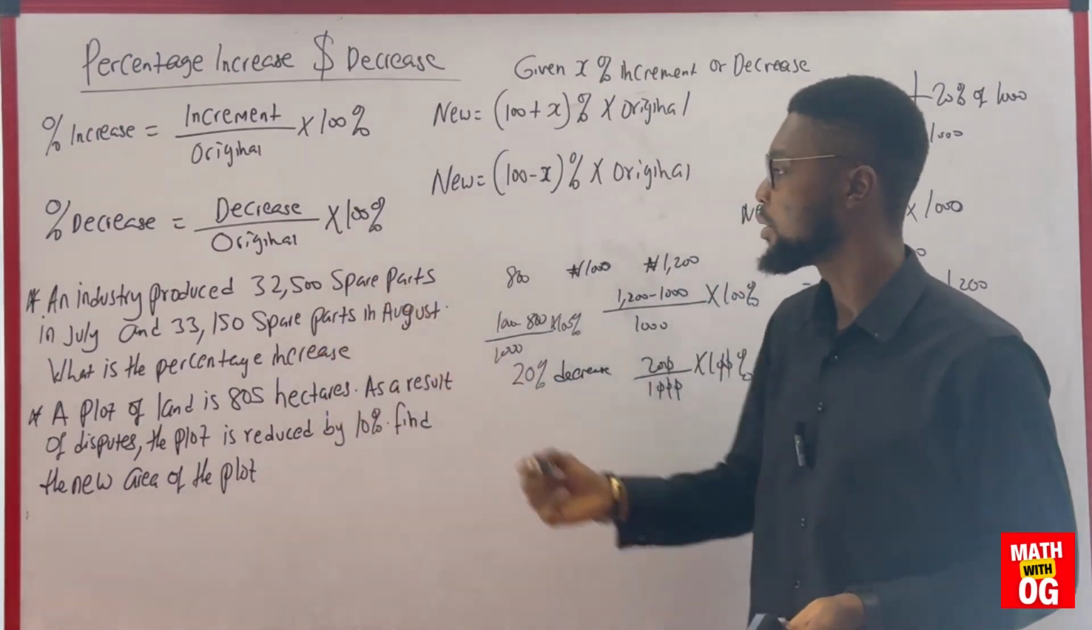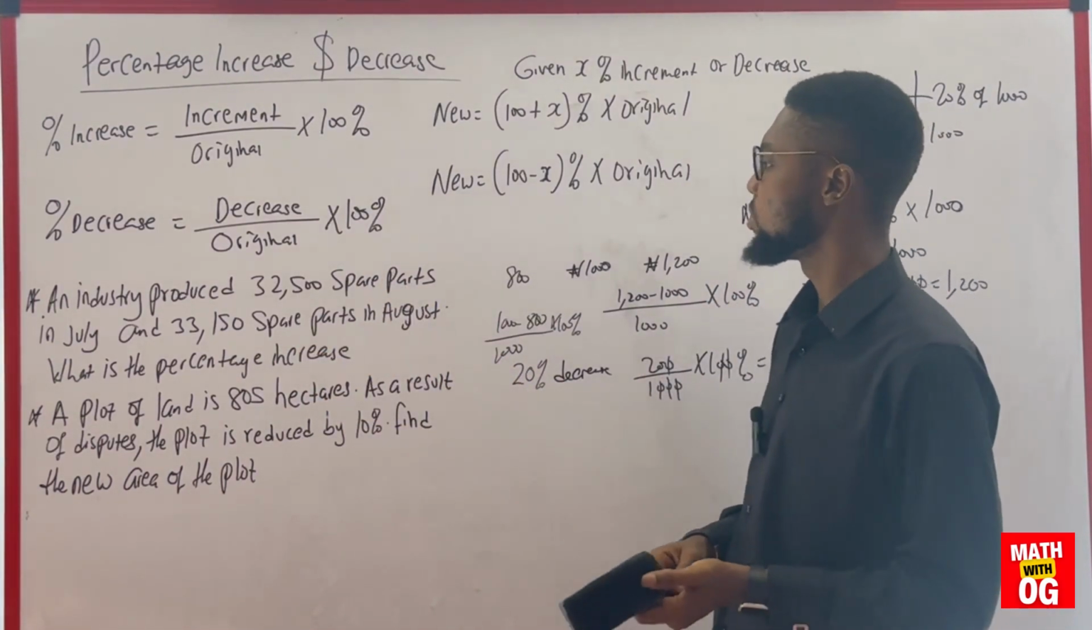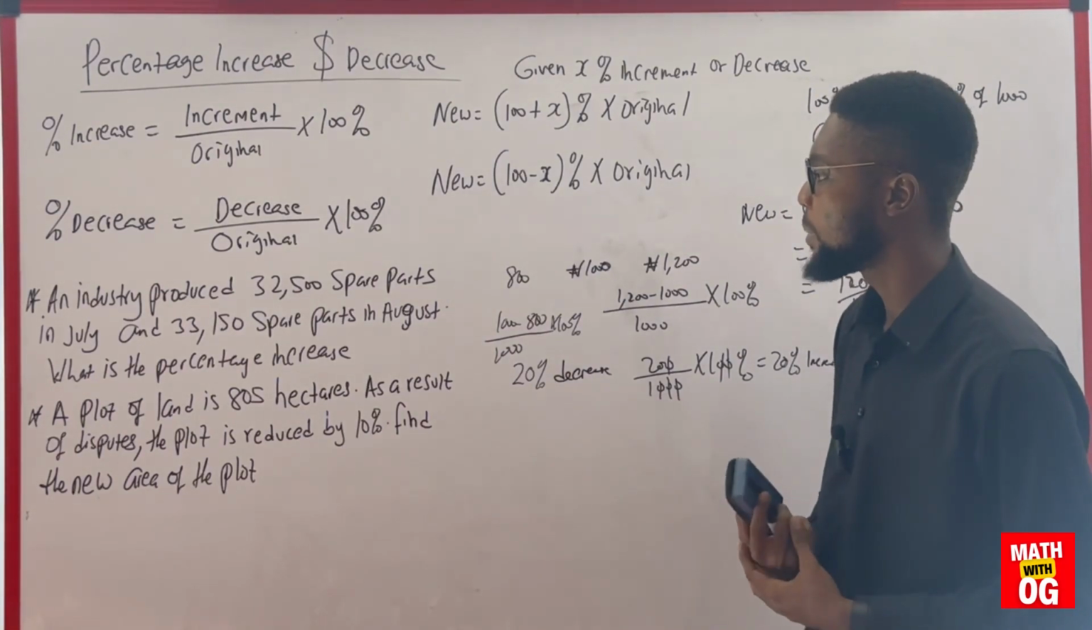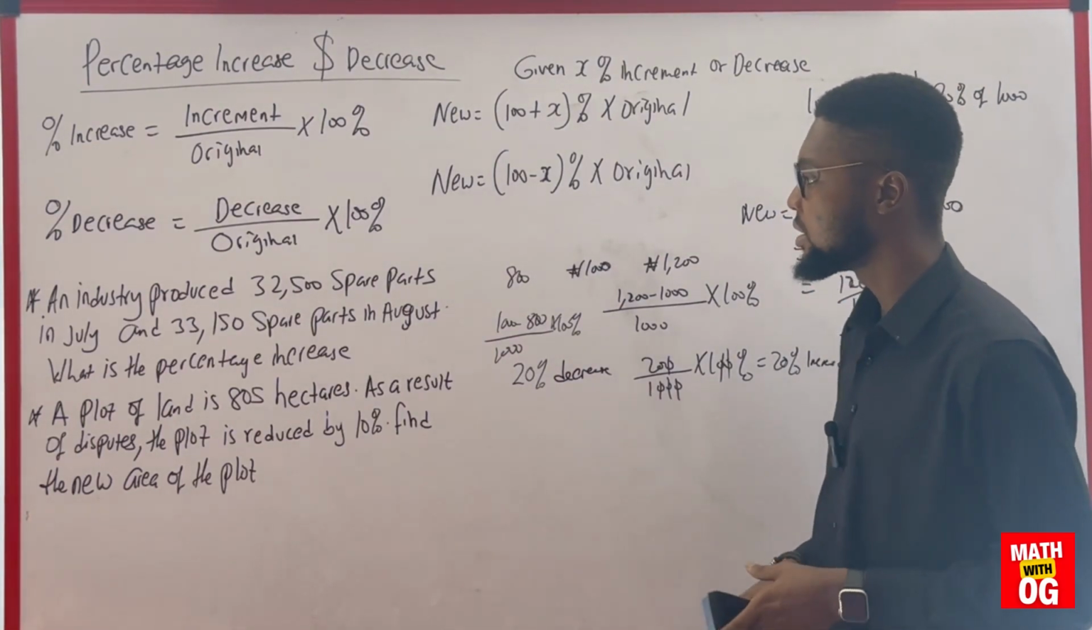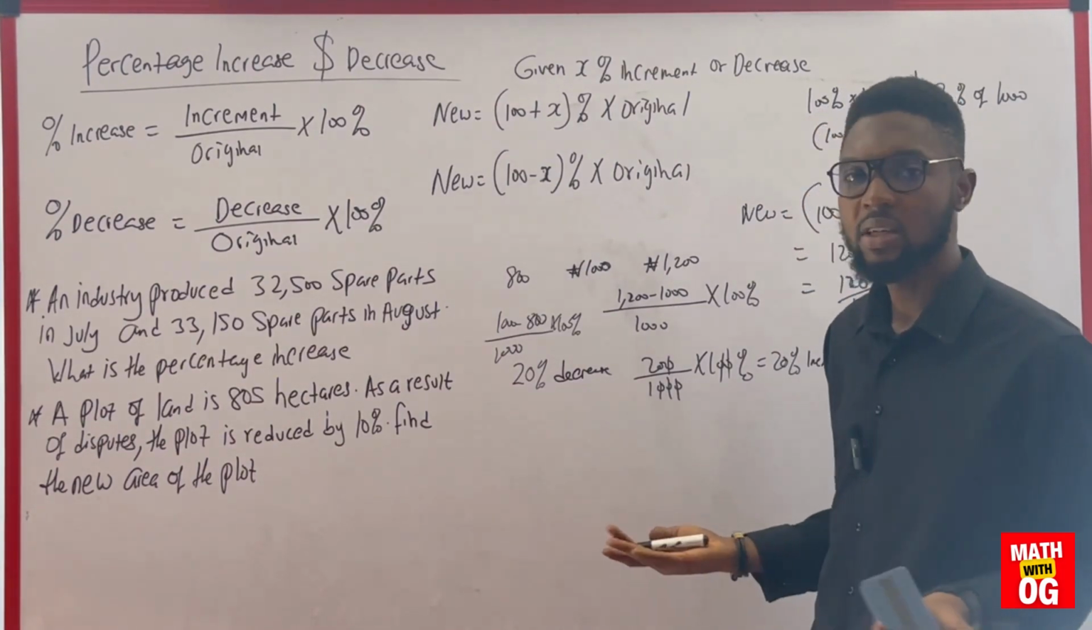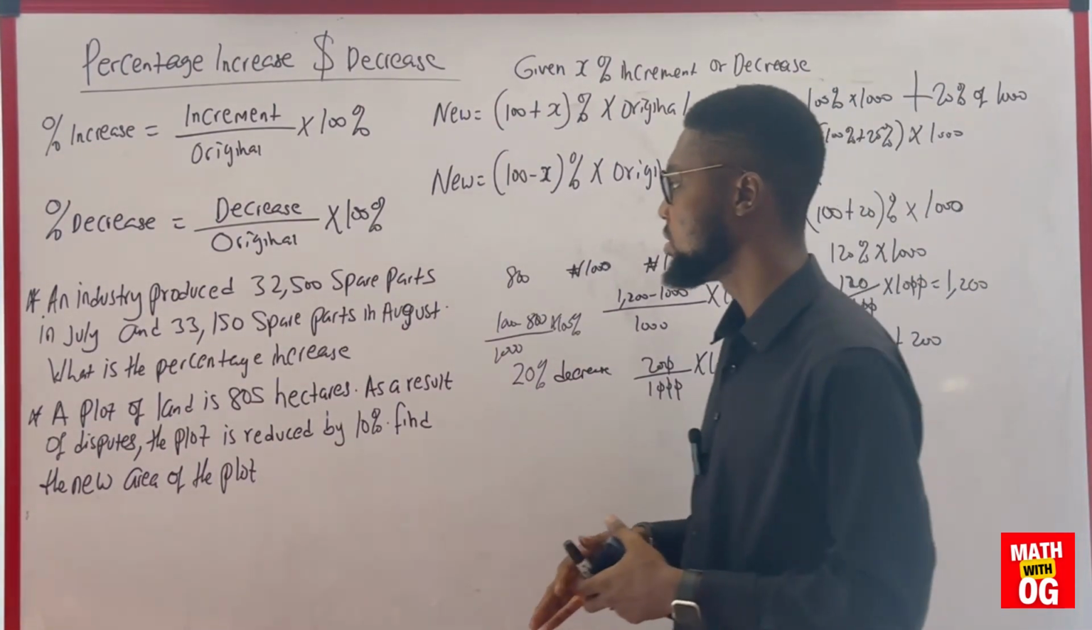Now let's use the formula to solve these two questions here. First question, an industry produced 32,500 spare parts in July and 33,150 spare parts in August. What is the percentage increase? Straightforward. What is the percentage increase?